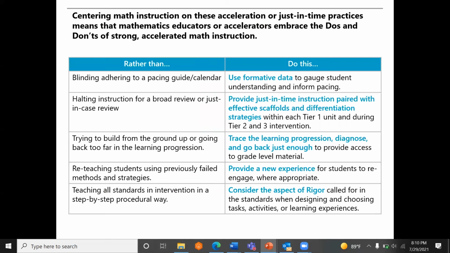So now we're going to try to center ourselves around this concept of acceleration. Centering the concept in math instruction simply means that we have to embrace critical do's and don'ts of acceleration in math. I'm going to pause here and give you 1 minute to read the table that you see before you that includes several of the do's and don'ts of strong accelerated math instruction.